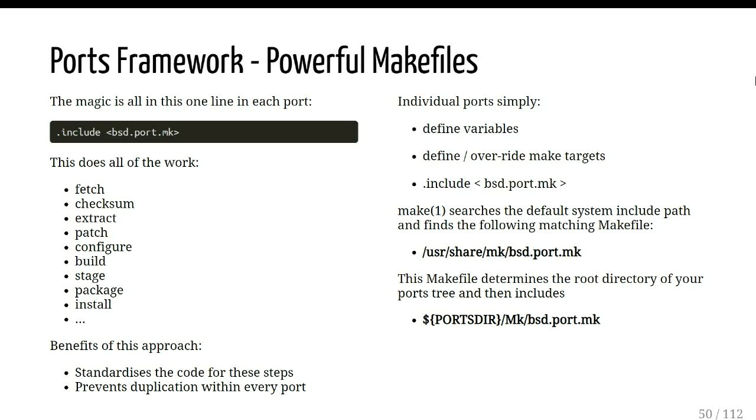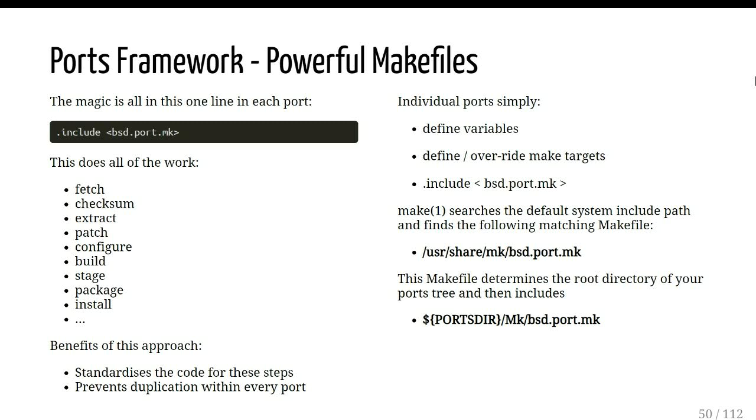So each individual port, in addition to that line, all they define is a set of variables. Those variables are things like, what is the name of this port? Where do I find the upstream files that I'm going to fetch? Are there any custom steps for when I go to do a patch? They're just a bunch of variables inside ports. They might also override some of the make targets, so the way that you need to do a configure for this port is slightly different to others. So you might override some of these steps that are defined by the generic ports framework. And then you just include bsd.port.mk at the bottom.